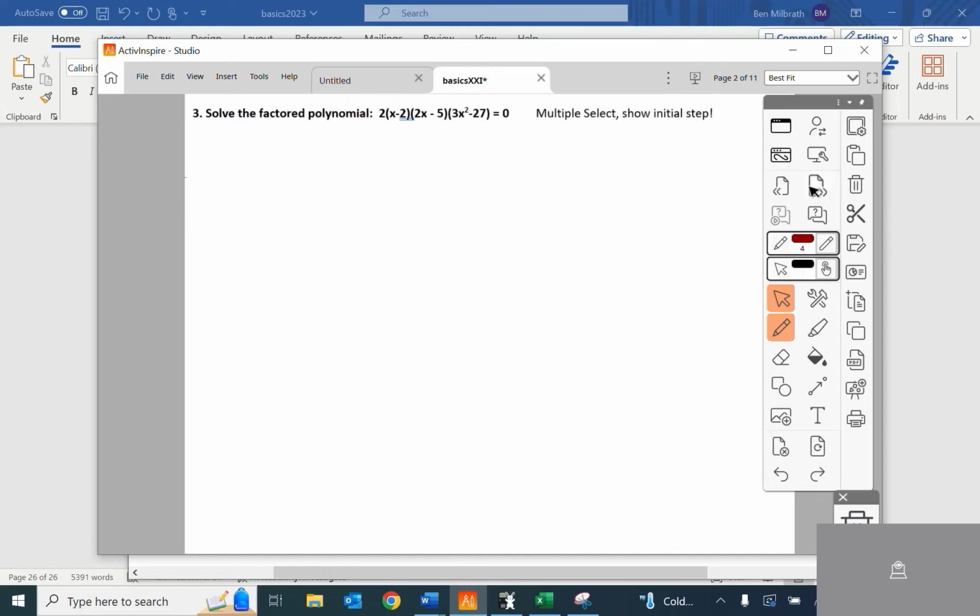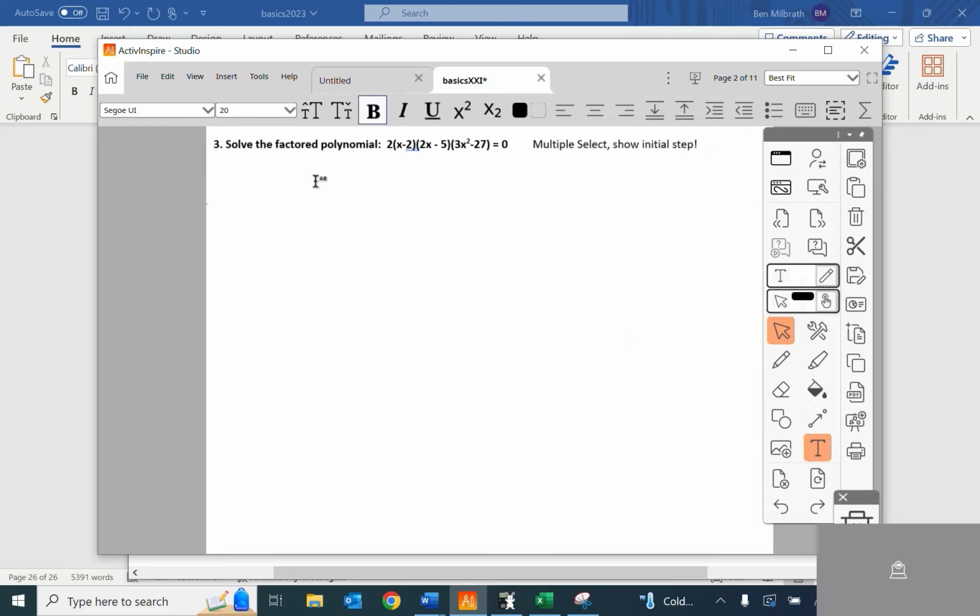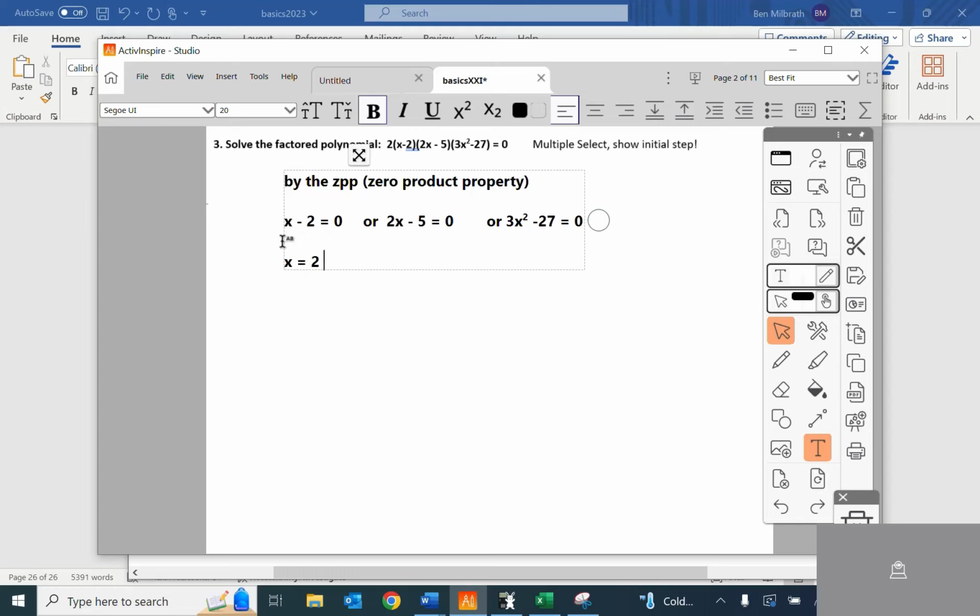Alright, solve the factored polynomial. It's multiple select, show the initial setup. So, by the ZPP, which is zero product property, I know 3 things: that x minus 2 must be 0. We're going to take each factor and set it equal to 0. Or 2x minus 5 must equal 0. Or 3x to the second minus 27 must equal 0. So by adding 2 to both sides, I get that x is 2. By adding 5 and then by dividing by 2, I get x is 5 halves.